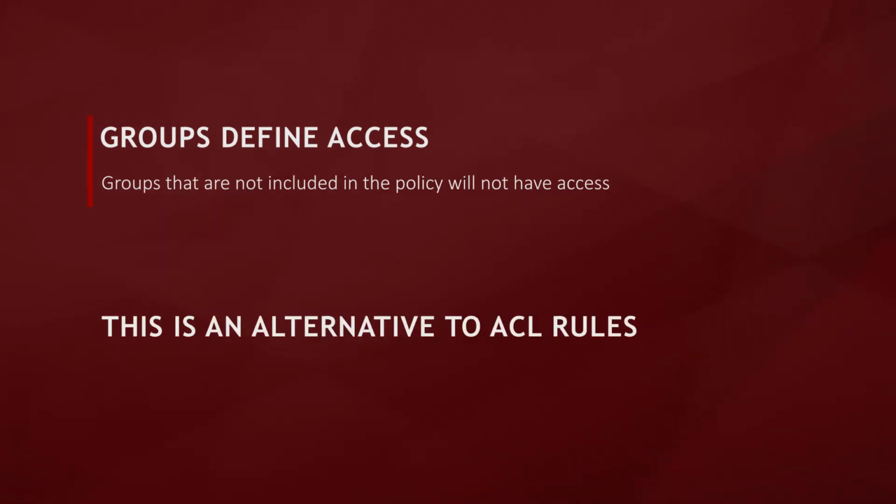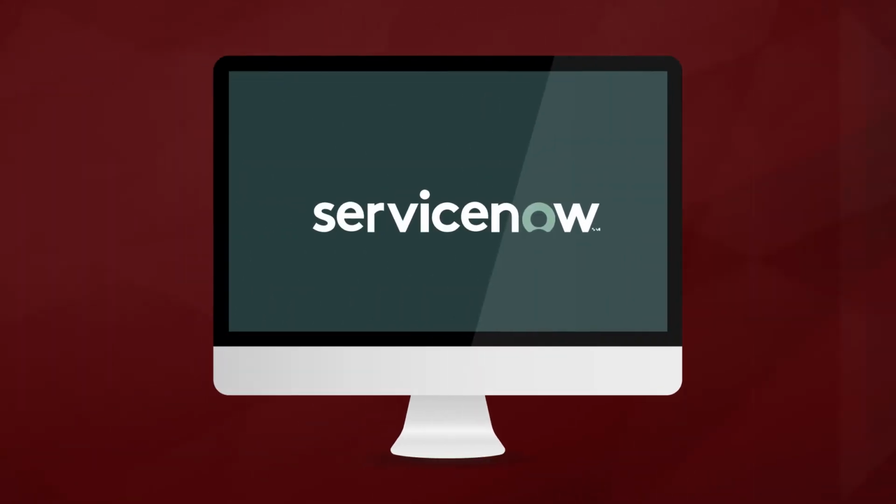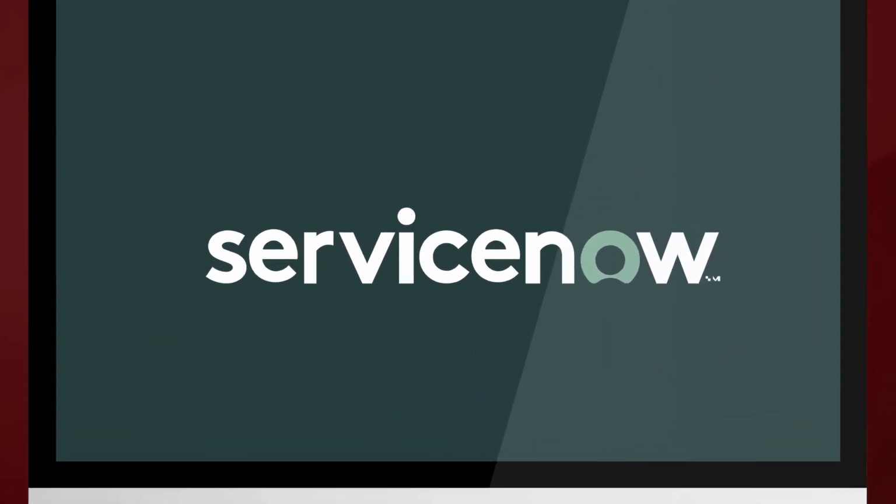This feature is provided as an alternative to ACL rules, and adding COE security makes it simple to control access to your sensitive HR cases and ensures that only the proper groups can view cases that pertain to them. Implementing these security policies takes just a few clicks, and when completed, you'll have peace of mind knowing your HR cases are secure. Oh, and a bonus, only minimal testing is needed. Let's jump over to ServiceNow for a quick demo of how to set one up.